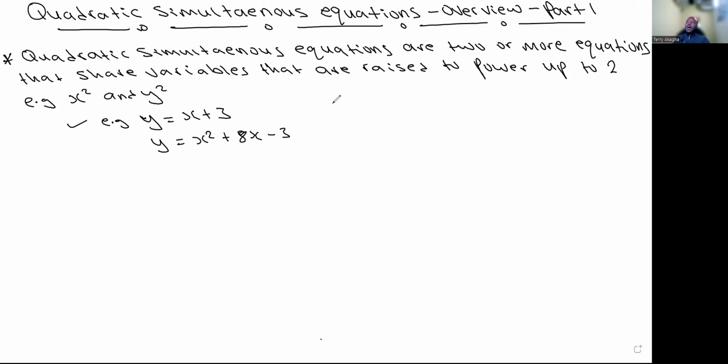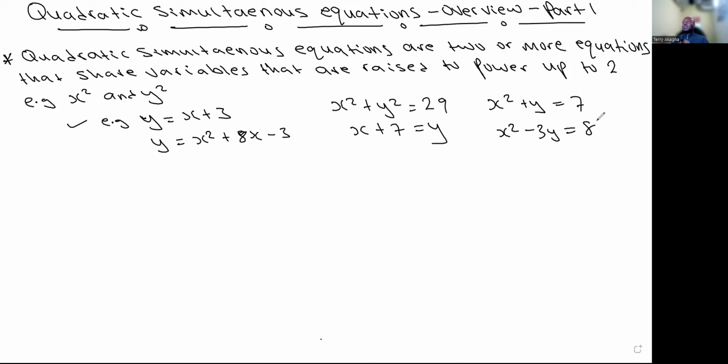And again, we could have something like x squared plus y squared is equal to 29, and you could have x plus 7 is equal to y. So you can see in both cases, we have both a quadratic equation and a linear equation. Or you can also have two quadratics together. You can have x squared plus y is equal to 7, and x squared minus 3y is equal to 8, something like that.